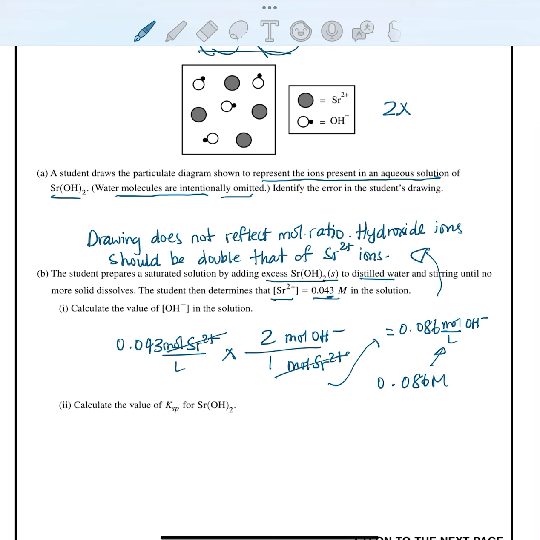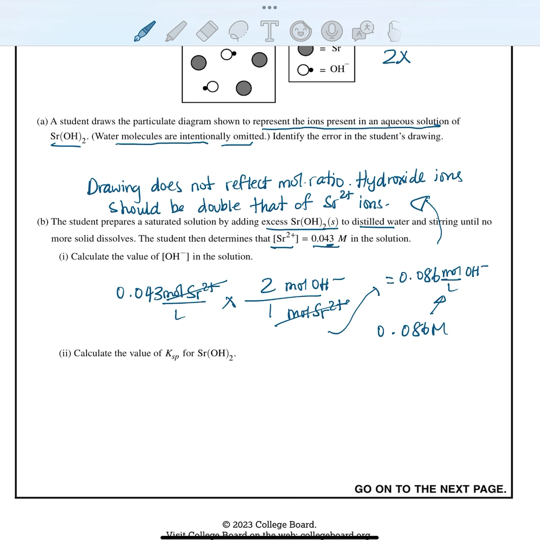That also means moles per liter. All right, now let's continue in question 2 in part B. Calculate the value of Ksp for strontium hydroxide.